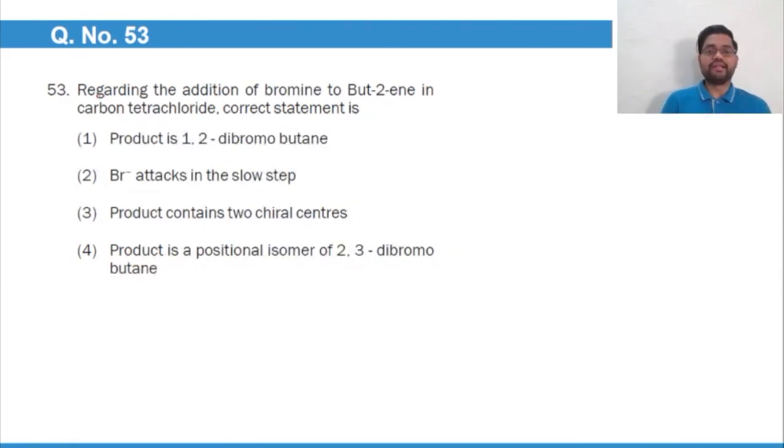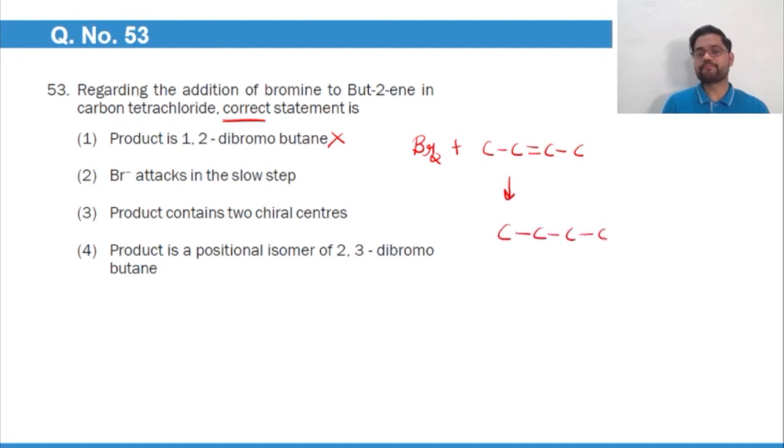53. Regarding the addition of bromine to butene, so this is bromine and this is butene. In carbon tetrachloride, again bromination, the correct statement is, the product is 1,2-dibromobutane. No. Why no? Because the product will be this, bromine and bromine. So it is 2,3-dibromobutane, not the right answer.